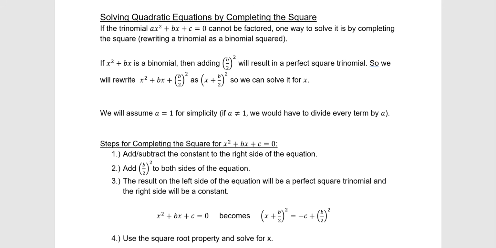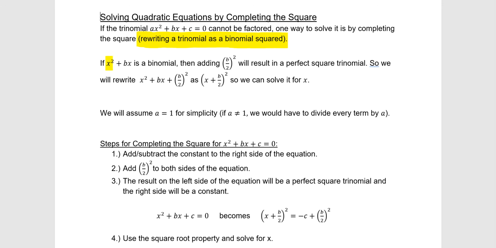So the next way we're going to be solving quadratic equations is going to be completing the square. So if we have a trinomial ax squared plus bx plus c equals 0, and it cannot be factored, another way to do this is, like I just said, completing the square. What this means is we're going to be rewriting a trinomial as a binomial squared, and this is going to help us because once we have a binomial squared, we can take the square root of both sides and solve it for x.